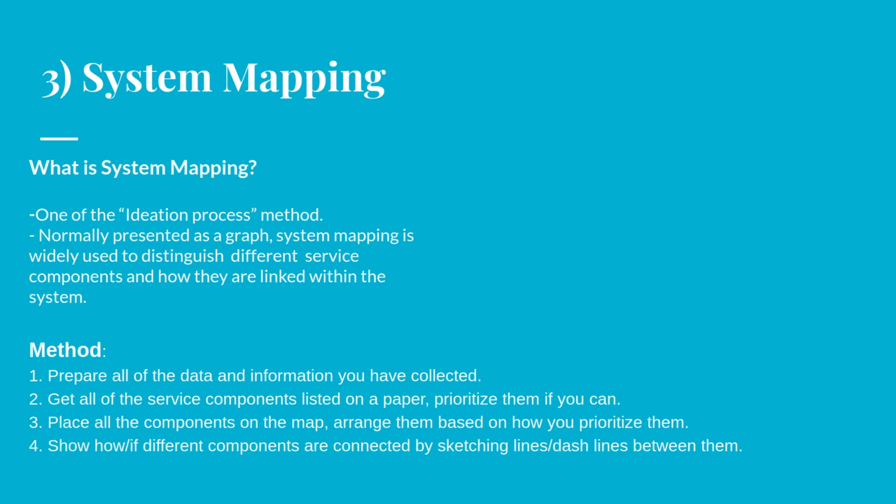First of all, prepare all of the data and information you've collected from the research stage. Then, get all of the service components listed on the paper. Prioritize them if you can. You then place all the components on the map, arranging them based on how you prioritize them. Also, remember to show how or if different components are connected. You can do this by sketching lines or dashed lines between them.